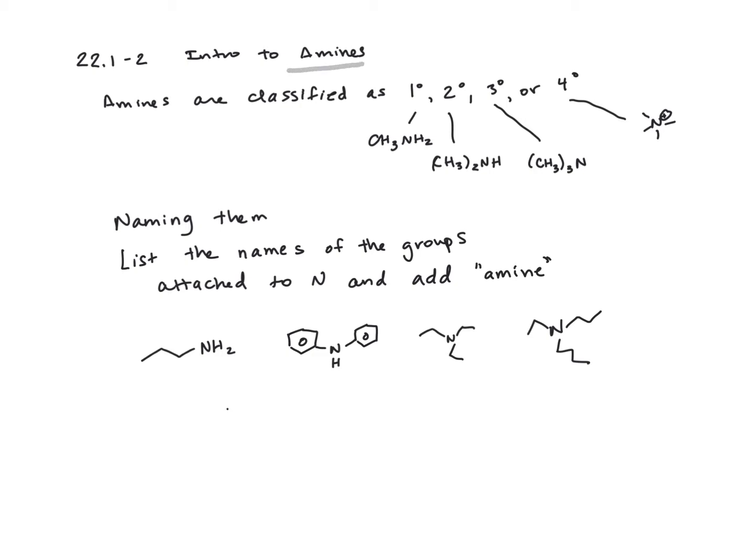Amines are classified as primary, secondary, tertiary, or quaternary, and you should know this by now: primary has 1 R group, secondary has 2 R groups, tertiary has 3, and then quaternary has 4 groups. These can be alkyl groups, or for example, one of the substituents could be a hydrogen atom, and it's quaternary because it has 4 substituents.